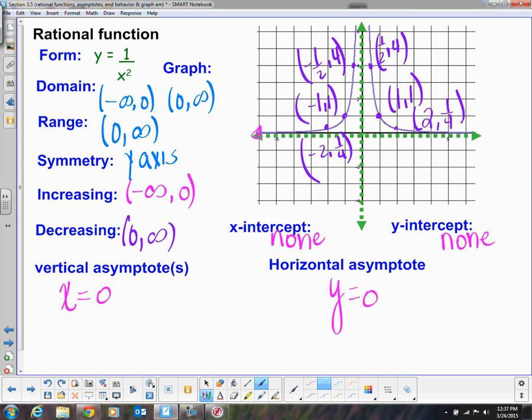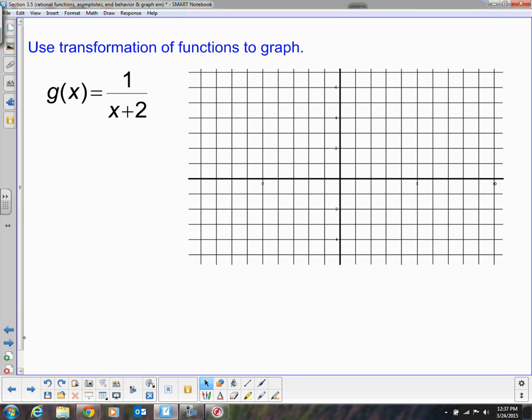Y equals 0. All right, do you understand what is expected for the quiz Thursday? Do you understand what is expected for your test tomorrow? You need to study. The objectives are online. Okay, and then this is where we're going to start. This is where we're headed. This will be Thursday. We're going to transform.